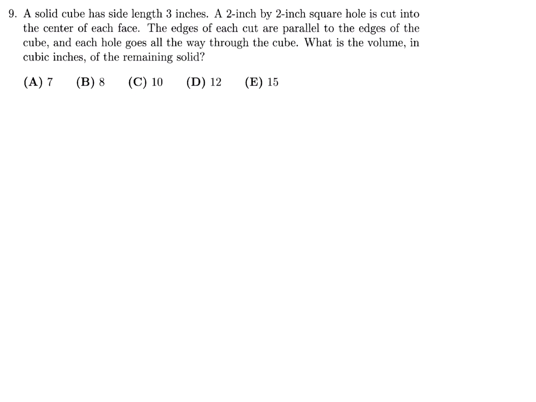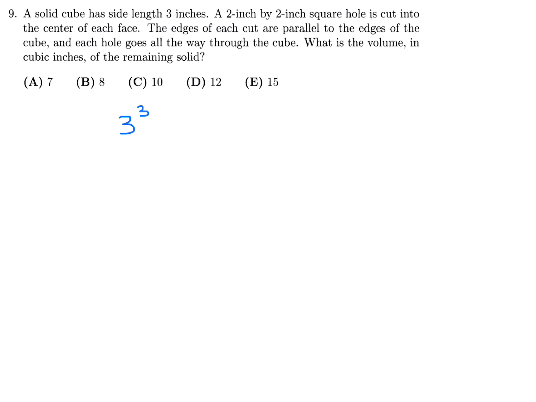A solid cube has side lengths of 3 inches. A 2 by 2 inch square hole is cut into the center of each face. The edges of each cut are parallel to the edges of the cube, and each hole goes all the way through the cube. What is the volume, in cubic inches, of the remaining solid?